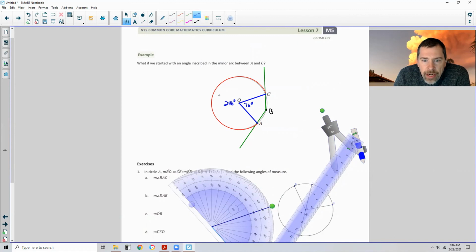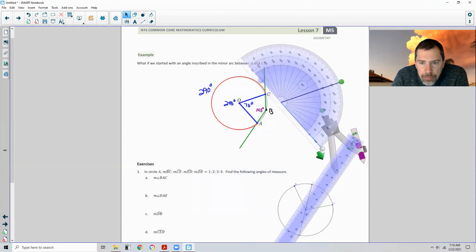So the angle that's greater than 180, this large angle, is going to be equal to the measure of that red arc. So this would be 290 degrees. So then if this is an inscribed angle, it should be half of that, and half of 290 is 145 degrees. So I'm going to use purple for that. I'm going to put 145 degrees here, and then I'm going to check it with my protractor.